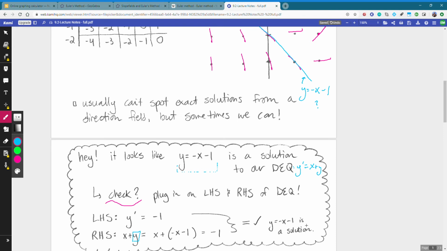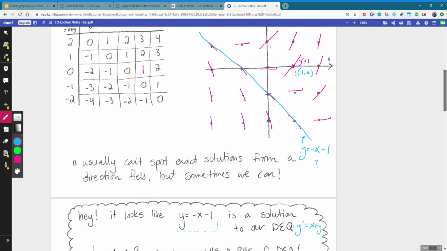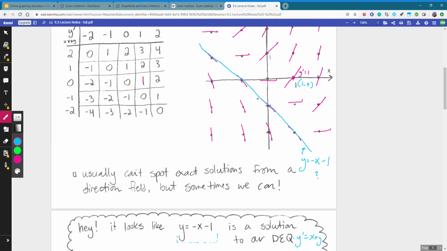That tells us that this line, minus x minus 1, that function, is actually a solution to our differential equation, which is kind of fun. Right? Curvy solutions are much harder to nail down, but we can sometimes spot a straight line solution just from our direction field.